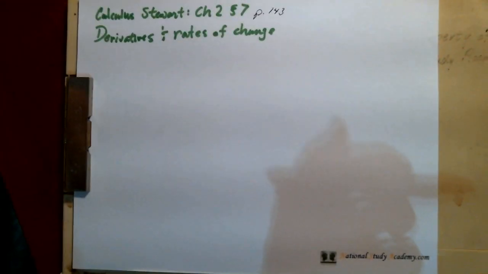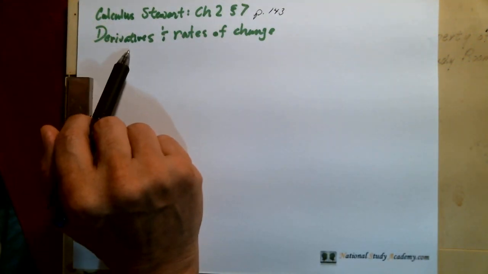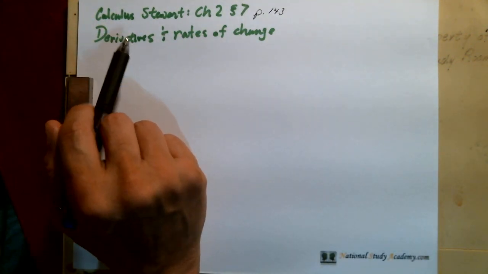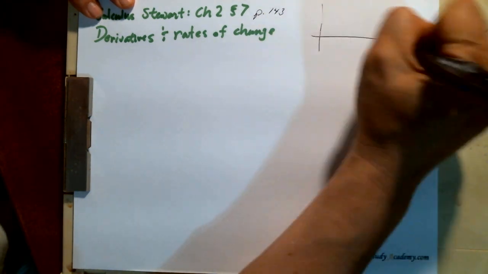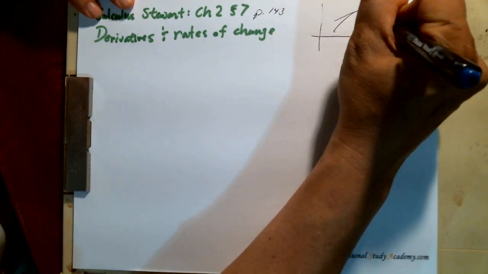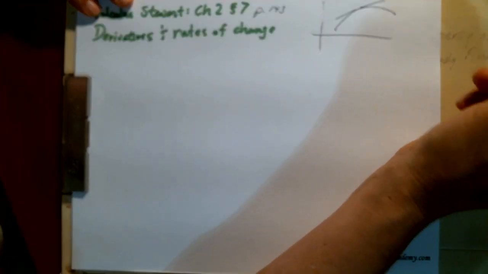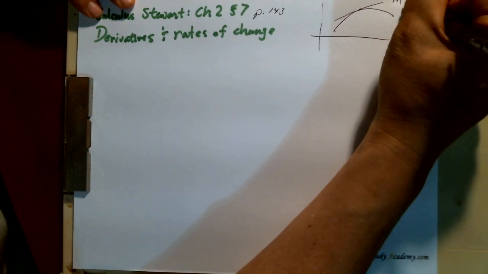There's going to be part one and part two because it is somewhat of a long lecture for the rates of change and derivatives. Okay, so what's a derivative? Derivative basically is the tangential line. So if you have a curve like this, that's called a tangent line or m of tangent.